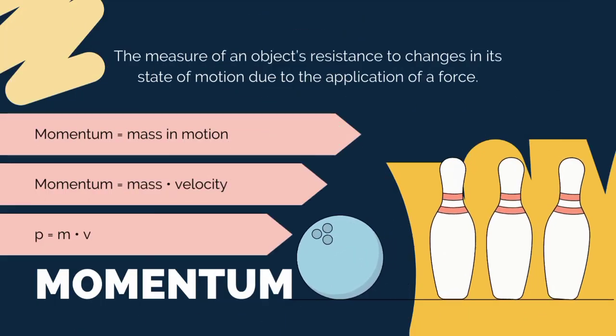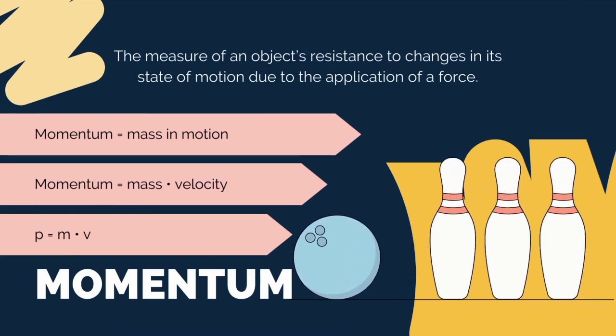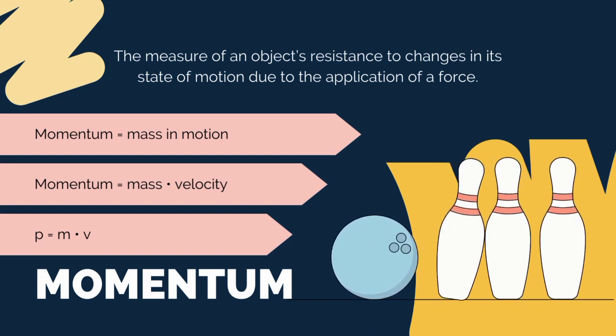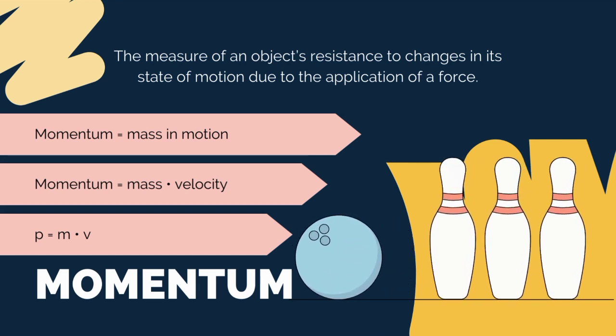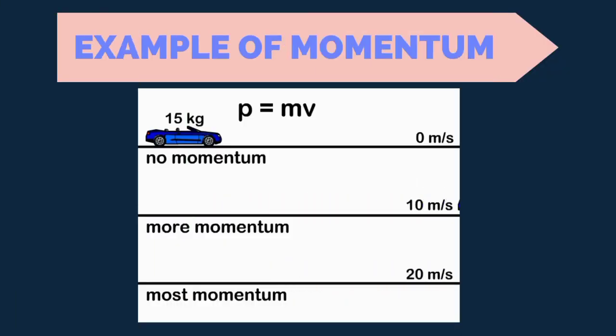Momentum, the measure of an object's resistance to changes in its state of motion due to the application of a force. Momentum equals mass in motion. Momentum equals mass times velocity. Example of momentum: there are three cars with different speeds and the same mass. The conclusion is that the higher the speed, the greater the momentum.